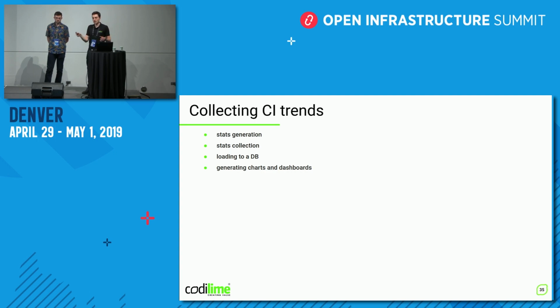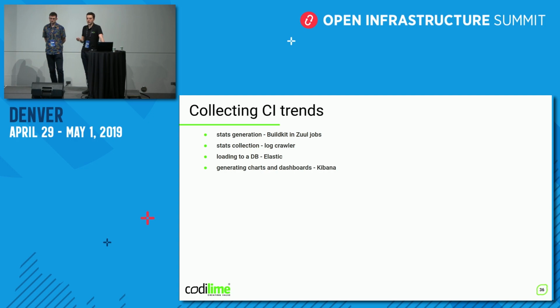Collecting CI trends in general may be used to track metrics from other things than container builds. First we need to generate the stats. We need to collect them, load them into a database, and possibly generate some dashboards and analysis. And in this case, we are using BuildKit in the Zuul jobs that are running for our repos. We are crawling the logs from the Zuul jobs. We are putting the data into the Elasticsearch database, and we are generating dashboards using Kibana.